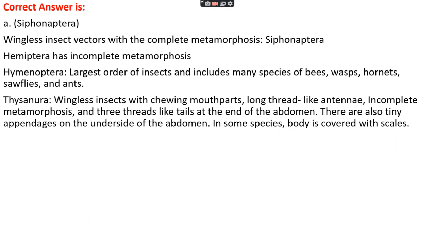While another option is Anoplura. Anoplura is the order of sucking lice. Thysanura mainly includes wingless insects which have chewing mouthparts and also long thread-like antennae. Talking about their metamorphosis, it is also incomplete, and they also possess three thread-like tails at the end of the abdomen, and tiny appendages on the underside of the abdomen, and in some species their body is covered with scales.